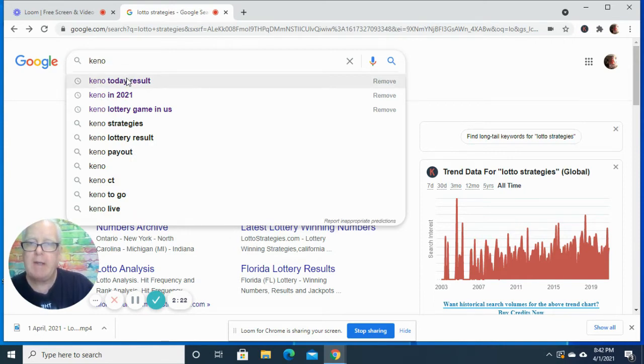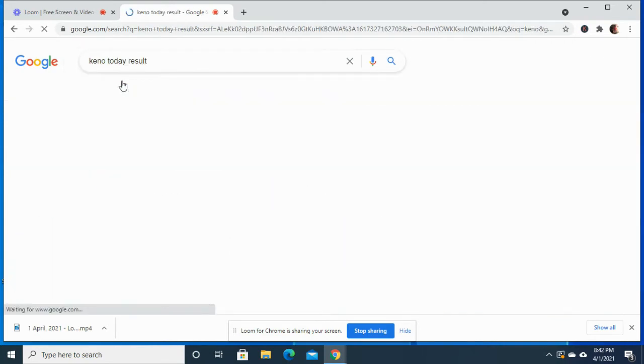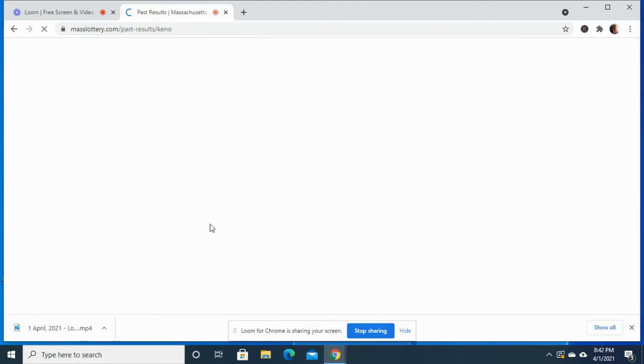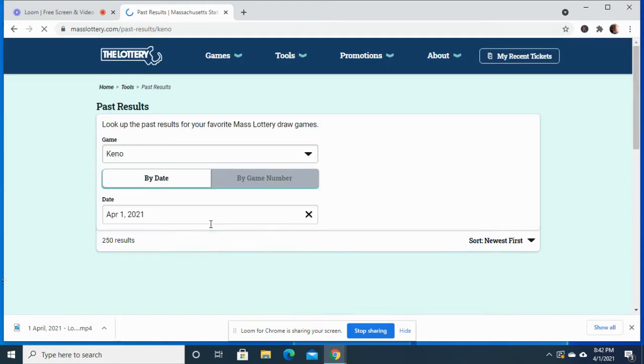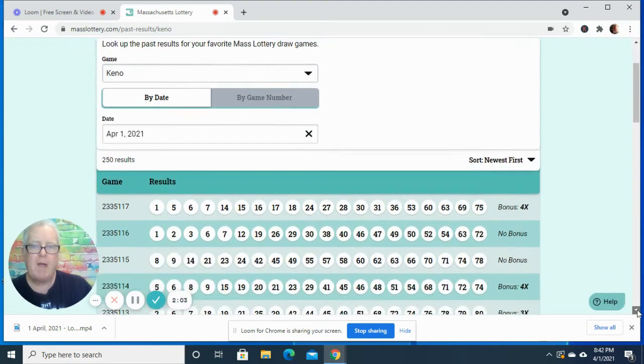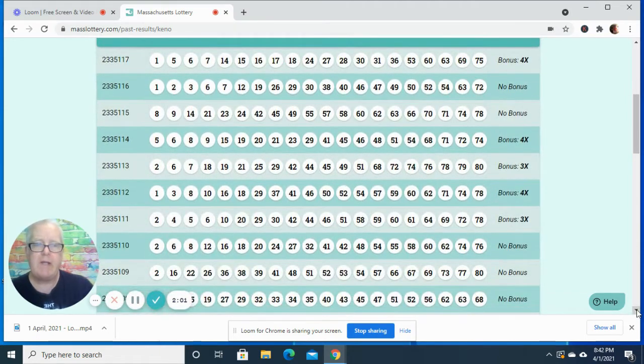Okay. So we want to go Keno today result. So let's say we're going to go into Massachusetts. And we got a bunch of Keno draws here. So what you can do is find the ones with 80 on the back, and then look to see how many consecutive pairs are on that.